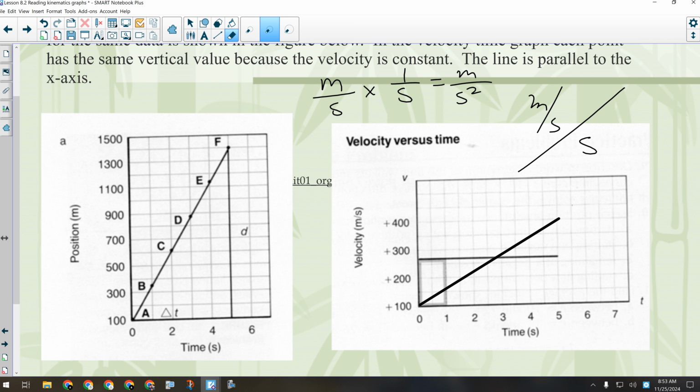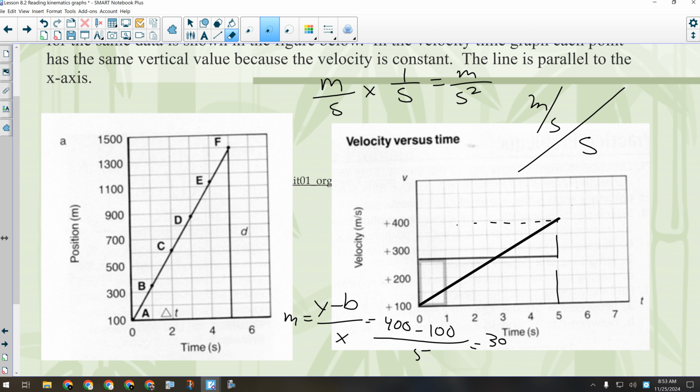All right, let's see if we can calculate the acceleration of this object. Okay, we're going to use this, same as we did before, because we already established it should be the slope. Okay, what's y? 400. Okay, what's b? 100. Okay, and x is 5 seconds. Okay, so we're going to have 300 meters per second over 5 seconds should be 60 meters per second per second, or meters per second squared.